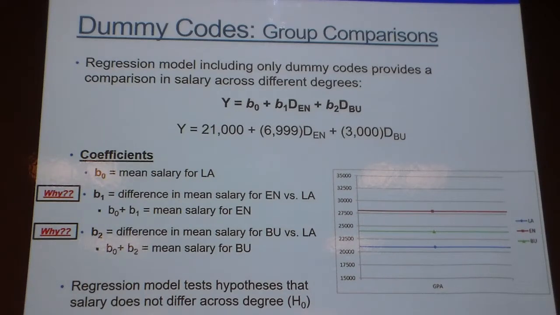Okay. Our overall regression model here, right, tests our hypotheses that salary doesn't differ across degrees. Why does this make sense? If we think about degree not predicting anything in terms of salary, that by definition means that on average, it doesn't matter what degree you get, there's no difference in your average salary, right? So everything is going to be the same.